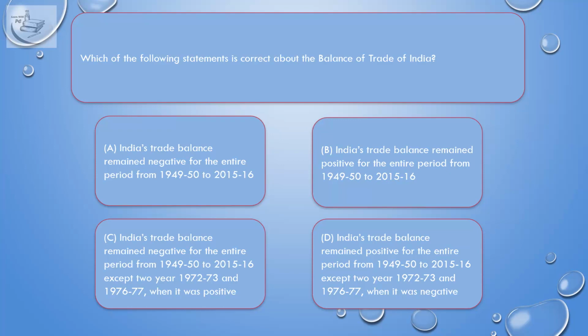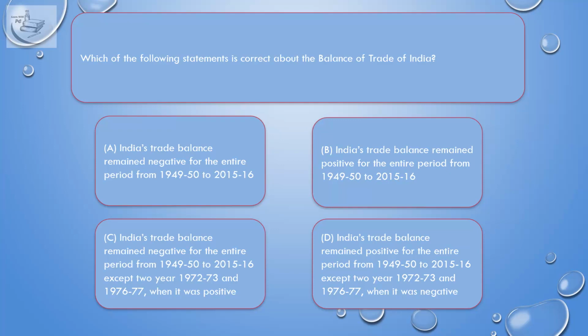Question: which of the following statements is correct about the balance of trade of India? A. India's trade balance remained negative for the entire period from 1949-50 to 2015-16. B. India's trade balance remained positive for the entire period from 1949-50 to 2015-16. C. India's trade balance remained negative for the entire period from 1949-50 to 2015-16 except 2 years, 1972-73 and 1976-77, when it was positive.